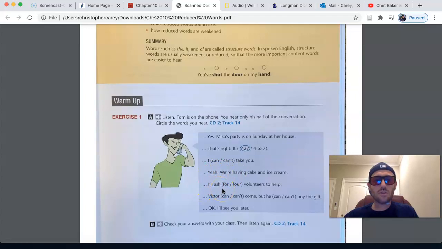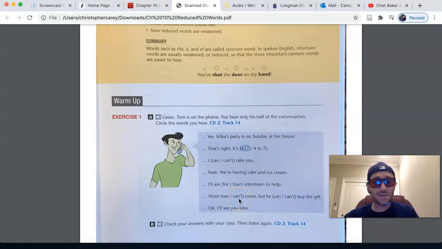I'll ask for volunteers. Not I'll ask for volunteers. There's no emphasis on this word. There's no stress on this word. For would be a content word, right? It would be giving us information. It would be a noun, technically, or an adjective. But for, the preposition, is reduced. I'll ask for volunteers. Notice how it's not stressed when we say it. I'll ask for volunteers to help.